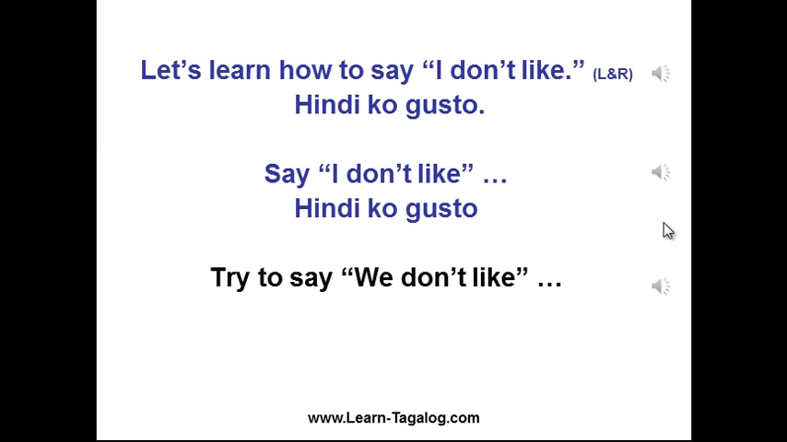Try to say, we don't like. Now, what would you do there? You have ko, right? That's I, or by me. How do you say by us? Do you remember that? Starts with the N. Namin. Good. Try it. Try to say, we don't like. Hindi namin gusto. And again? Hindi namin gusto. Good.